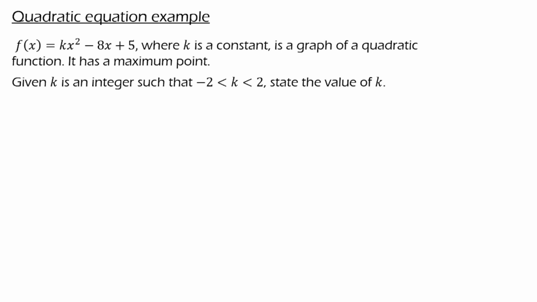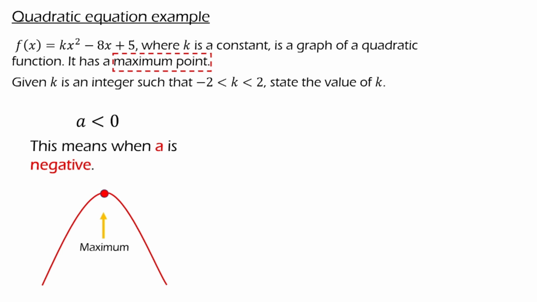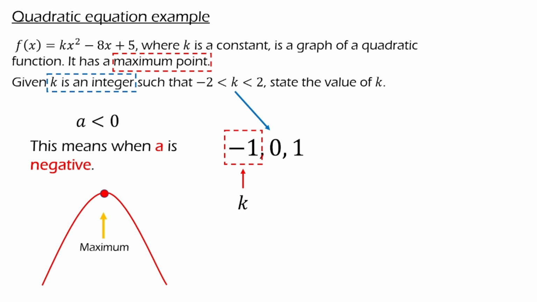Reading this question, I can notice that there are two key points. One is the maximum point. This is a very important information because it tells us that our graph is N-shaped and our a must be negative. The second point is k is an integer and k value is in between -2 and 2. This gives us the option of -1, 0 and 1. Since we know our graph has maximum point, therefore our k value must be -1.